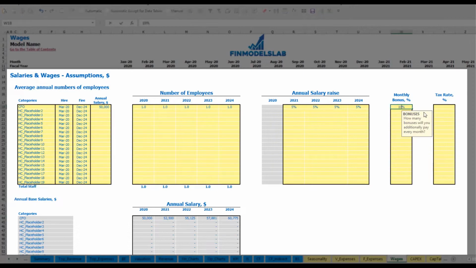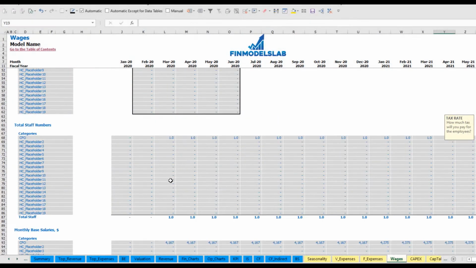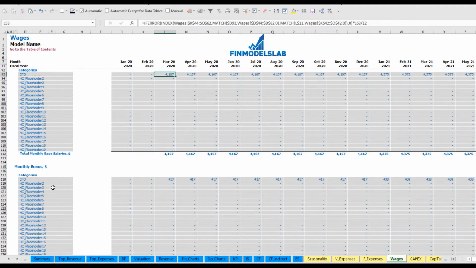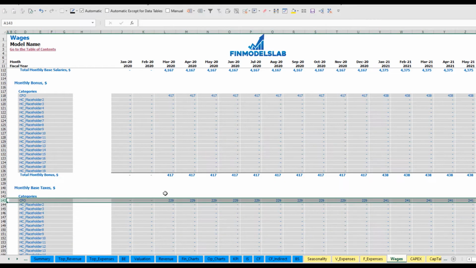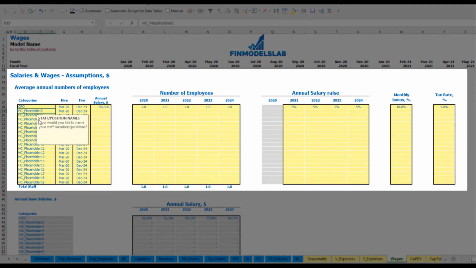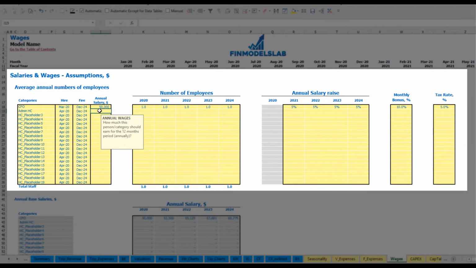Let's set up a 10% monthly bonus and 5% tax rate. So you may see below the calculation of salary broken down by months, the monthly bonus, which is 10%, and 5% of monthly taxes related to the payroll. Another option could be an admin account, which will start in April, which will grow till the end of the model with an annual salary of $30,000.